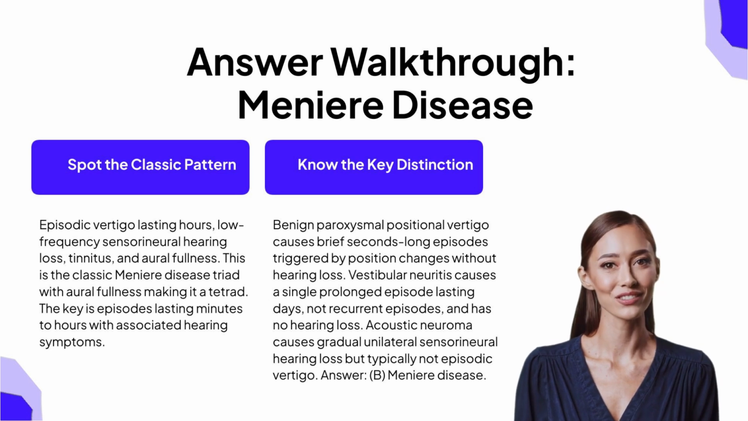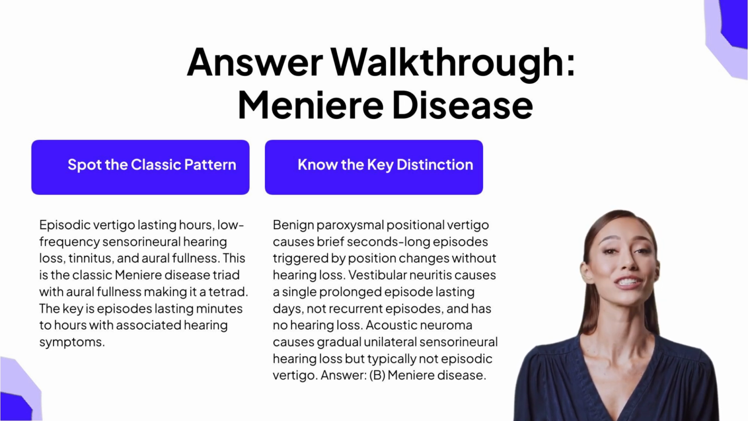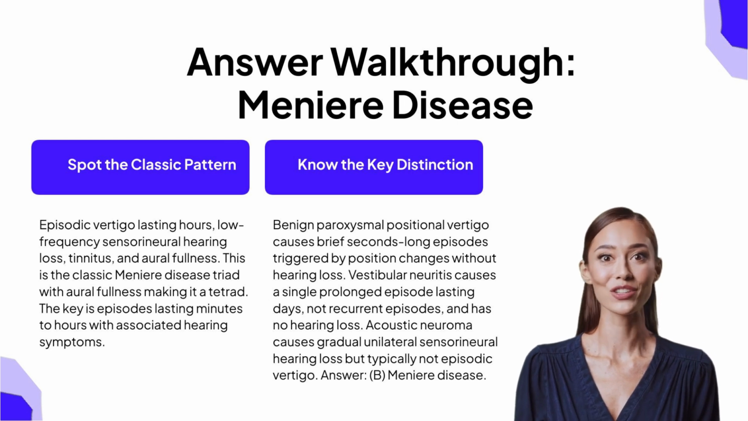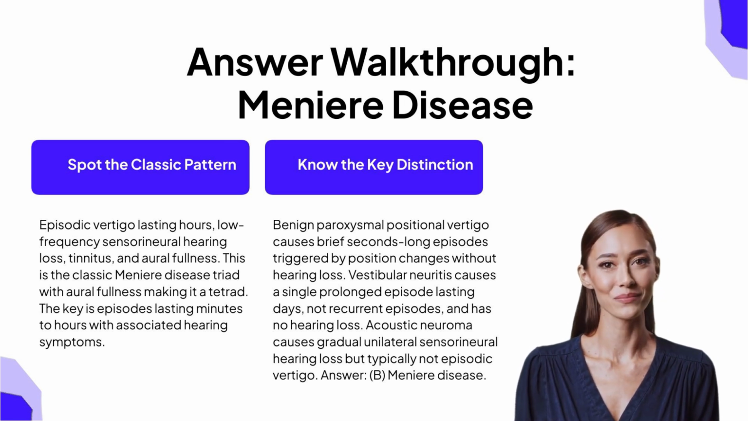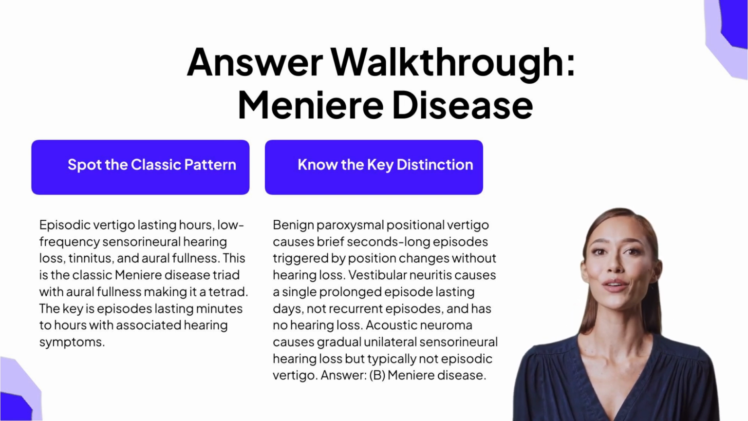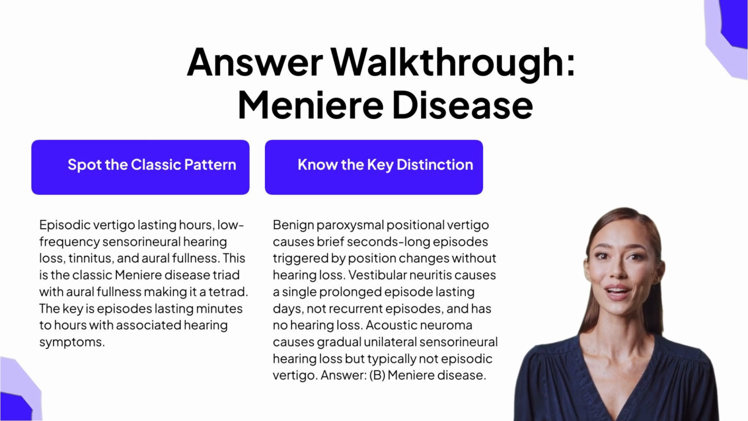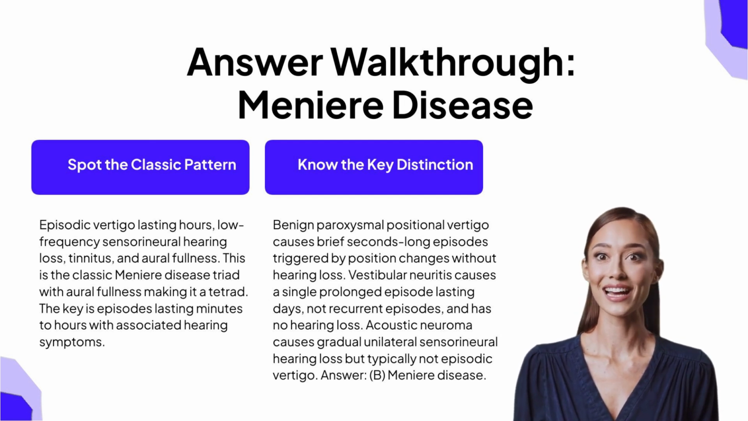Now the key distinctions. Benign paroxysmal positional vertigo causes brief episodes lasting only seconds, triggered by position changes, and there is no hearing loss. Vestibular neuritis causes a single prolonged episode lasting days, not recurrent episodes, and importantly, there is no hearing loss. Acoustic neuroma causes gradual unilateral sensorineural hearing loss, but typically presents with constant imbalance, not episodic vertigo. The correct answer is B, Meniere disease.